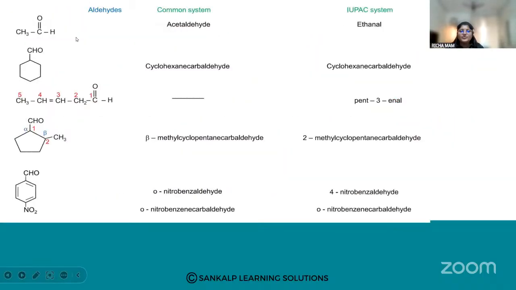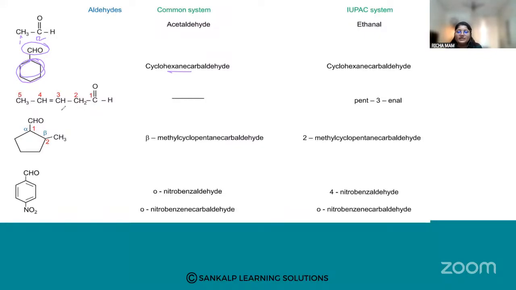So these are some of the compounds which we have discussed. For aldehyde, the common name is acetaldehyde. The IUPAC name is ethanal, because how many carbon atoms are there? There are two carbon atoms, 1 and 2. So it is ethanal. Then next is this compound. It is cyclo because it is a cyclic ring, and it is a 6-membered ring. So it is hexane, and this group is present, so it is cyclohexane carbaldehyde.